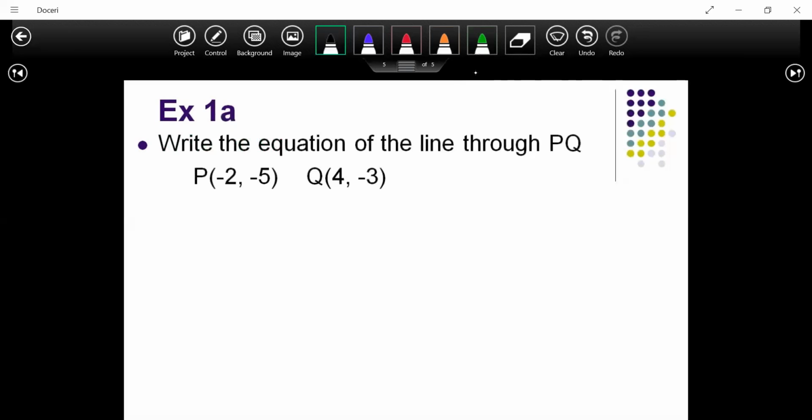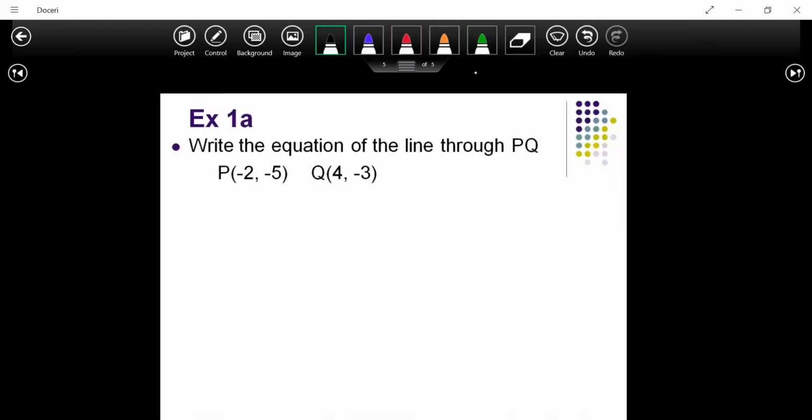Okay. For our first one here, what we want to be able to do first is find our slope. So we're going to split this up into two different problems.